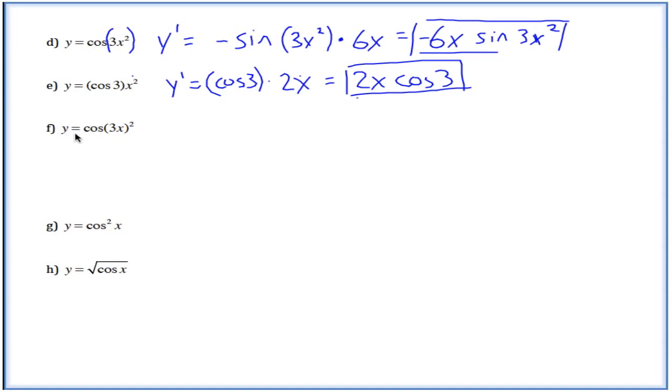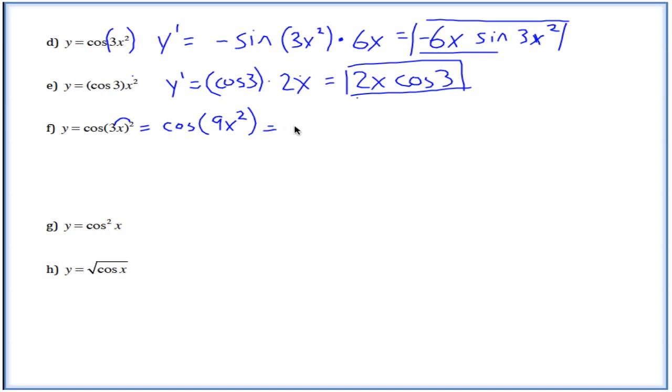For letter F, here we have the cosine of 3x squared. And the cosine always is going to get evaluated last here. So this is really going to be the cosine of 9 times x squared. So we apply the square first, and then we take the cosine. So our inside function is 9x squared.